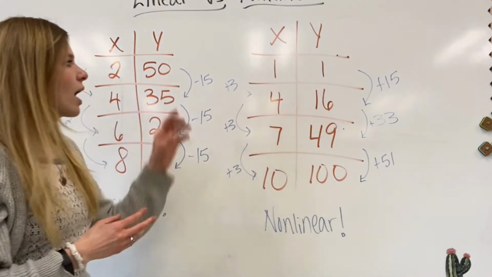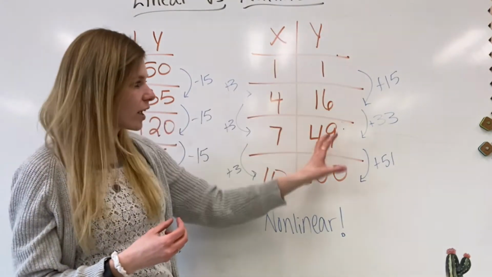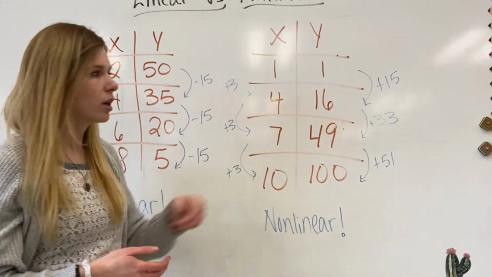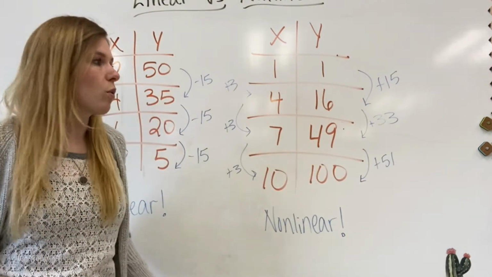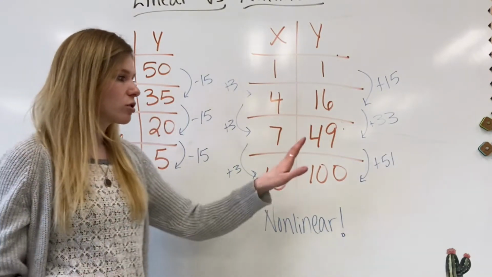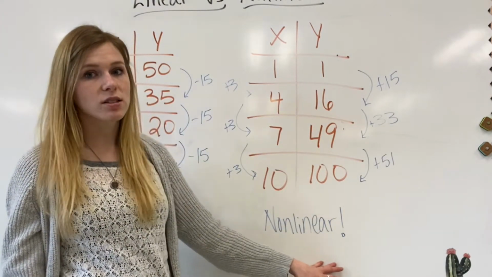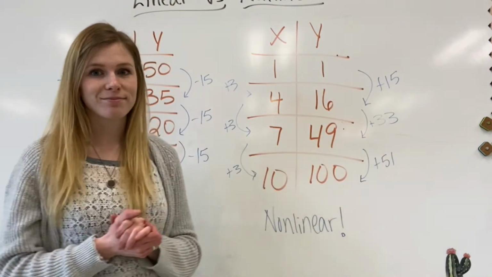Now, an example of something that wouldn't be linear is even though my domain in this second table has a constant rate of change of +3, the range does not have a constant rate. It is changing by a different amount each time. We don't want that. We want it to change by the same value each time. So this is a nonlinear table because it is changing by these different amounts.